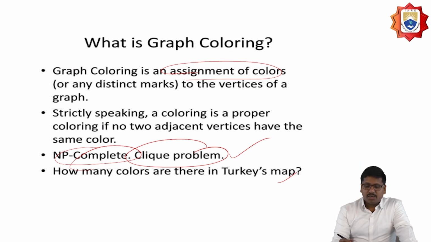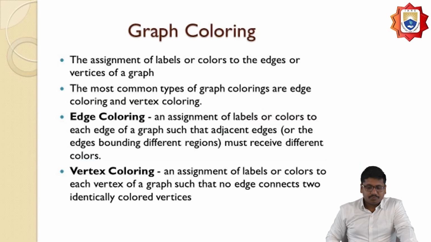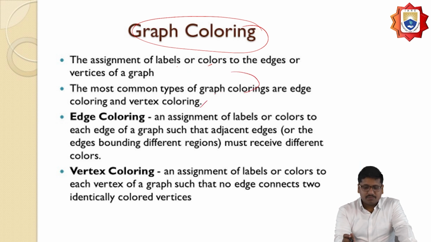So graph coloring is entirely different. Assignment of colors should be done in a distinct way such that no two adjacent vertices have the same color. Assignment of labels or colors to the edges or vertices of the graph is nothing but graph coloring. The most common types of graph coloring are edge coloring and vertex coloring.